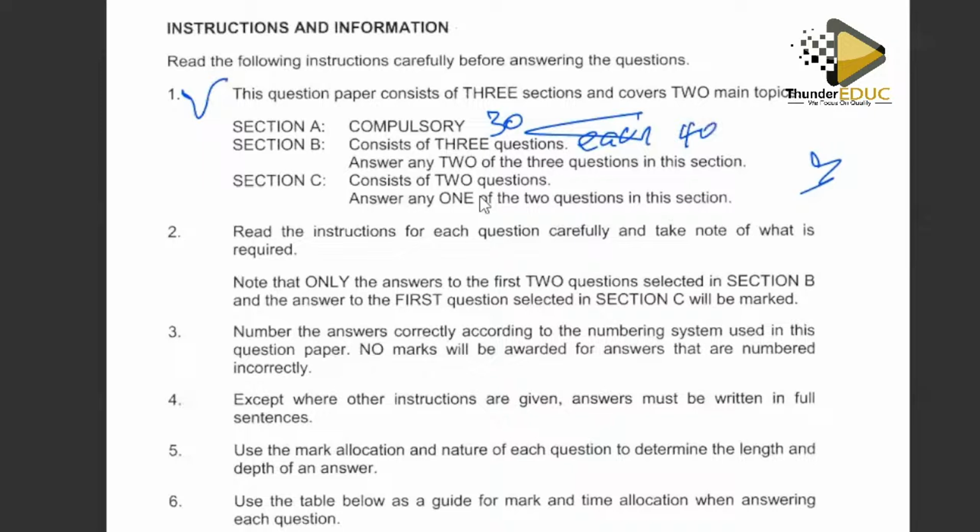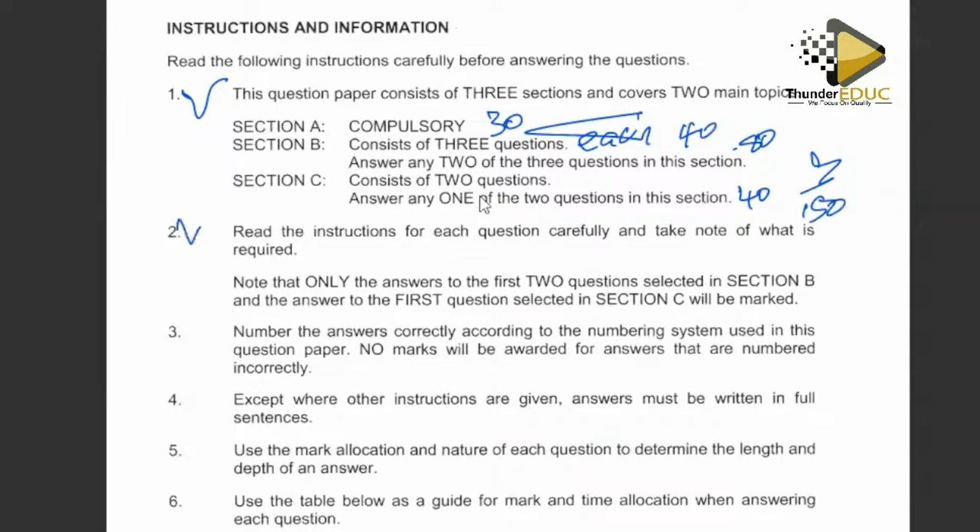So now also we have section C. Section C has 2 questions, and you're expected to answer 1 question. Also bear in mind that in section B, even though you are given 3 questions, the expectation is that you should only attempt 2 questions, of which you are going to have 80 marks in section B. Then you're also going to have 40 marks in section C. So all in all, they add up to 150.